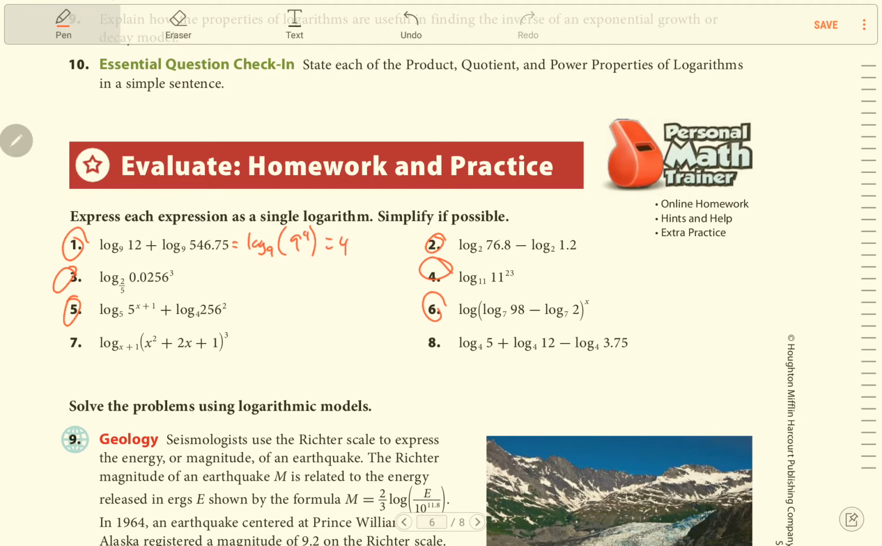Okay, number 2, similar to number 1, we have two logarithms with the same base, they're both base 2. We're subtracting, though. So when we added, we multiplied the two numbers inside. Well, since we're subtracting, guess what we should do? We should divide. And so we'll have log base 2 of 76.8 divided by 1.2. If I do that on my calculator, you know how to do that, I won't show it to you. We get 64.